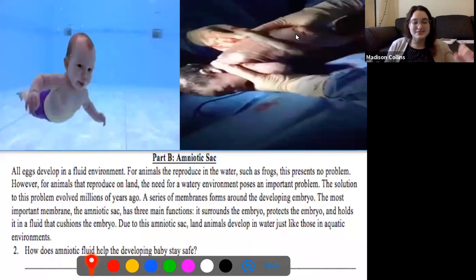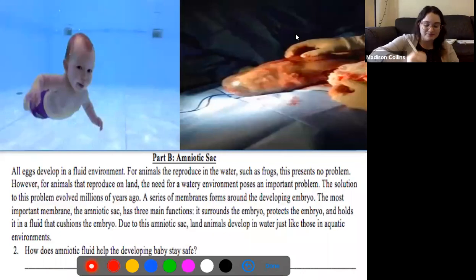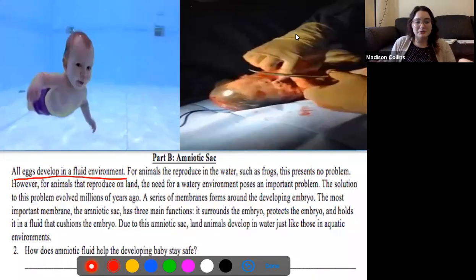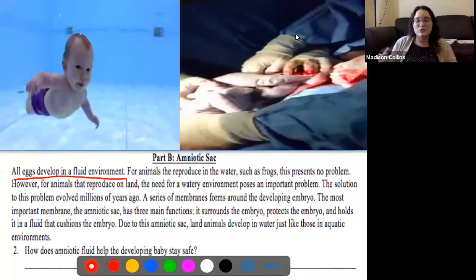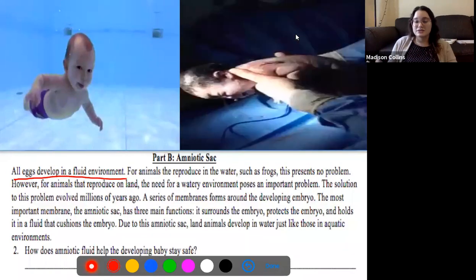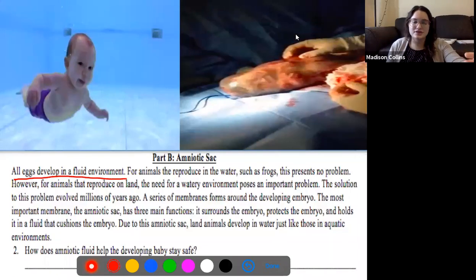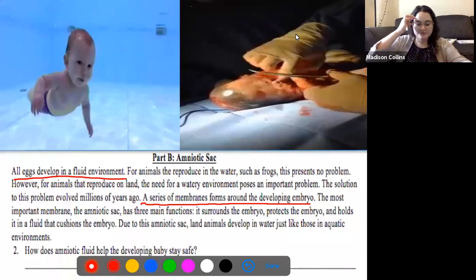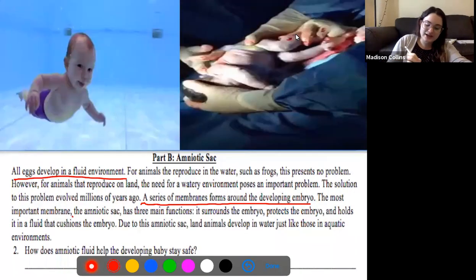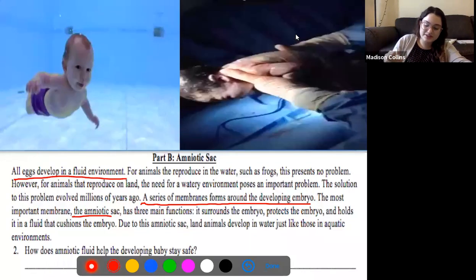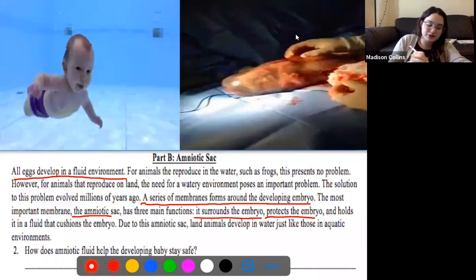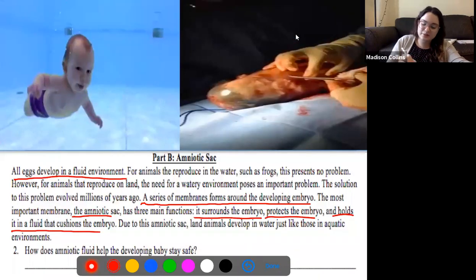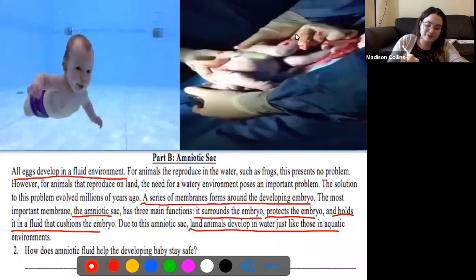One thing we need to know is that all eggs develop in a fluid environment. For animals that reproduce in the water, such as frogs, this is no problem. But for animals that reproduce on land, like us, the need for a watery environment poses an important problem. The solution to this problem actually evolved millions of years ago, and the solution is that a series of membranes forms around the developing embryo. The most important membrane, the amniotic sac, has three main functions. It surrounds the embryo, protects the embryo, and holds the embryo in a fluid that cushions it. Due to this amniotic sac, land animals develop in water just like those in aquatic environments do.